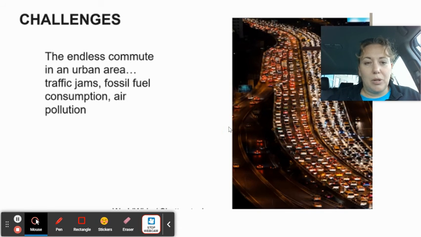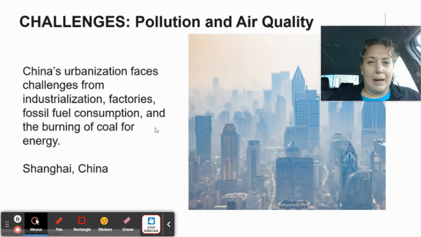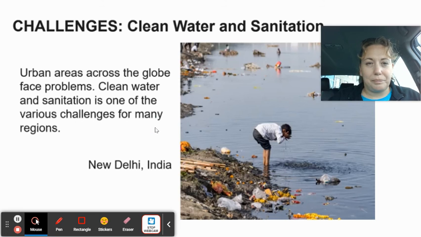Endless commute in an urban area. So again, how do we address this? Improving public transportation and getting Americans' reliance on cars down. Gosh, air quality and pollution. China is having major issues with this right now. But how do you also keep up with the demands of the people without creating these major toxic areas?